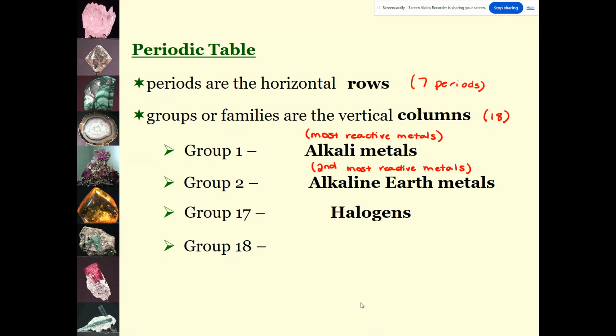Non-metals, on the other hand, which group 17 is part of, these are the halogens. These are your most reactive non-metals.